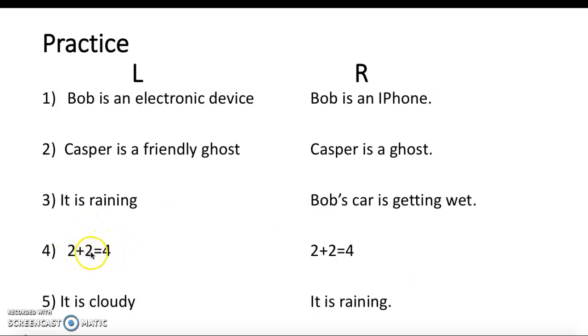Here we do have entailment going both ways. If it is true that 2 plus 2 equals 4, then it also has to be true that 2 plus 2 equals 4. And if it's true that 2 plus 2 equals 4, then it has to be true that 2 plus 2 equals 4. So on number 4, we have entailment going both ways.